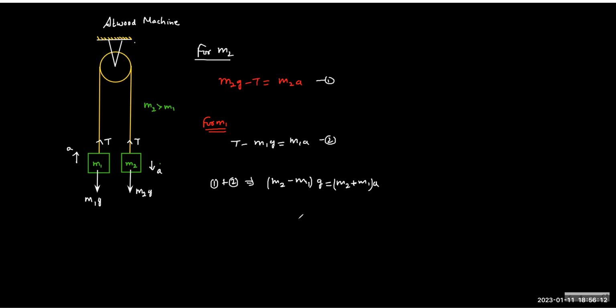Yes, sir. And then what you were looking for is acceleration. So it is A equals (M2 minus M1) into G upon (M2 plus M1). Is this clear? So this is the answer actually. This is the acceleration in this case. Once you know the answer for acceleration, M1, M2, G, everything will be given to you.